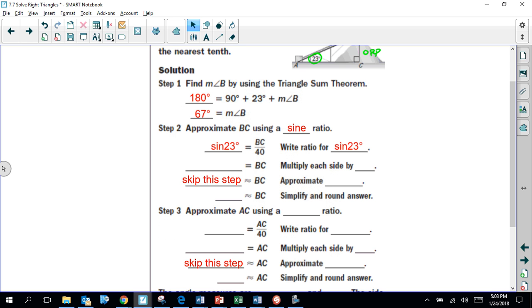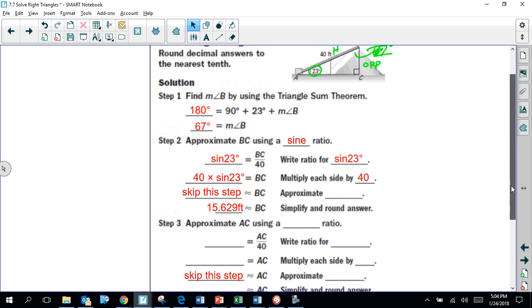The sine of the angle is going to be the opposite side over the hypotenuse. So I get BC over 40 is equal to sine of 23. Get the 40 out of the denominator by multiplying it by both sides. On the calculator, all you have to do is just say 40 times the sine of 23 and hit enter. That's why we're skipping that other step, because they wanted me to type in some decimal numbers, which I don't think is necessary. And we find the missing side BC to be about 15.6 feet.